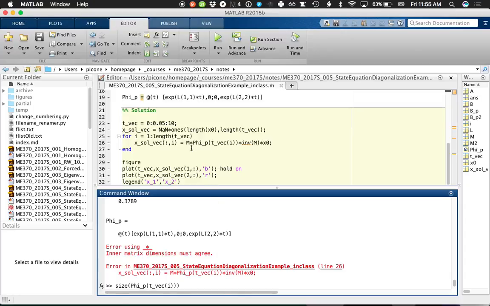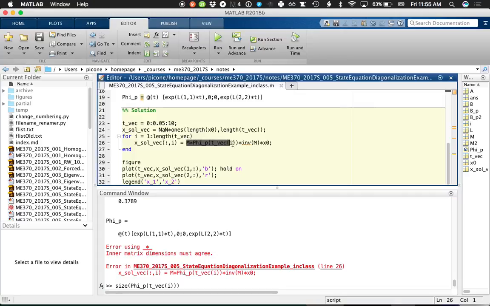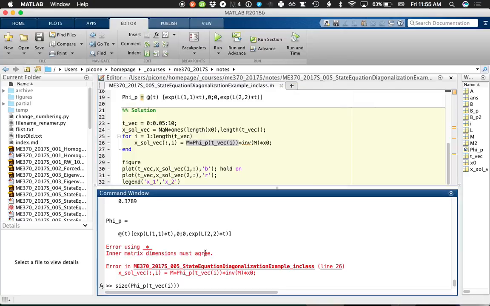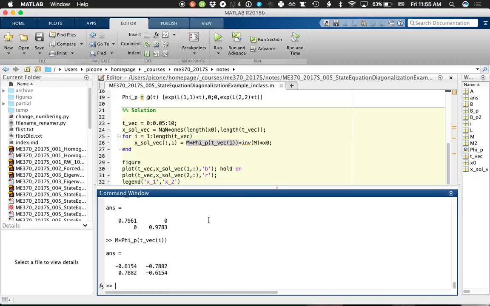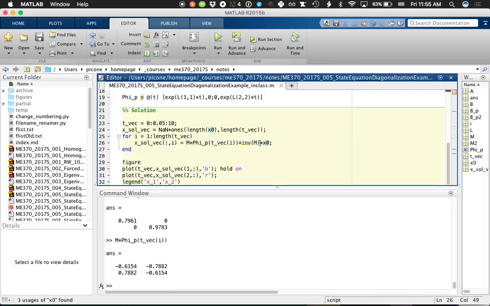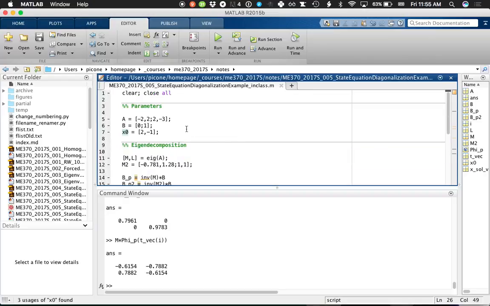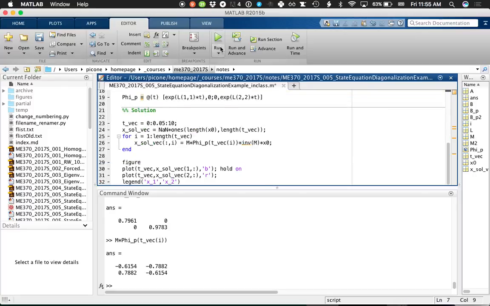No, these all should match up. So can I do m times that? Yeah. And can I do, oh, I know what I did. This should be a column vector. The initial conditions, of course.